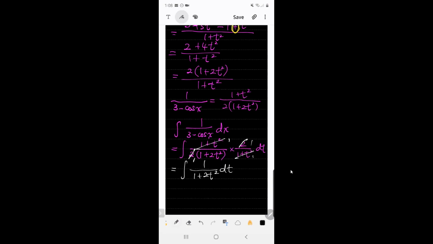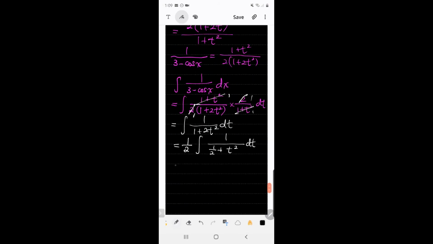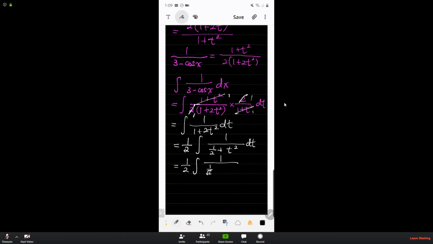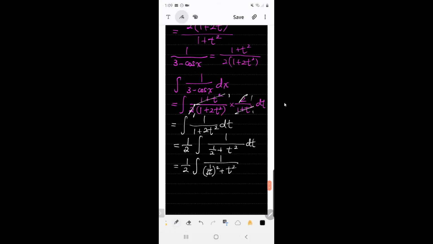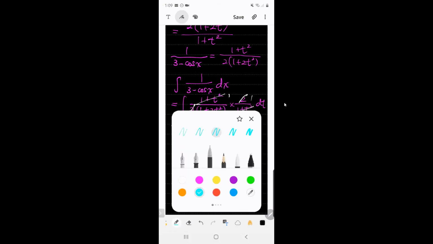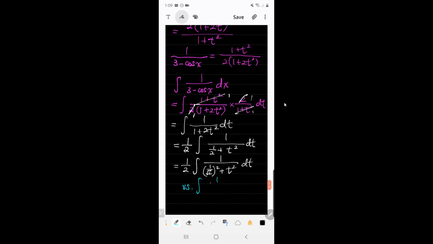So how should we continue? When you have 1 over 1 plus 2t squared, it will be useful if you factorize the half. So when you factorize the half, you get 1 over, then you have half plus t squared dt. So in order to integrate this, you change it to the form of 1 over root 2 in the bracket squared plus t squared dt. So this is actually in the format of 1 over a squared plus t squared dt, which then give you 1 over a tangent inverse t over a.